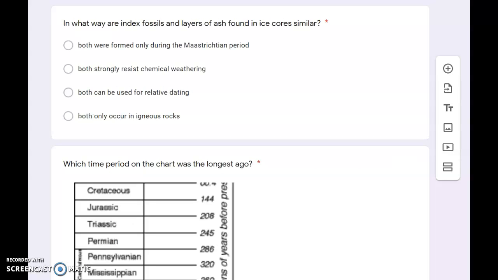In what way are index fossils and layers of ash found in ice cores similar? Both were formed only during the Maastrichtian period. Both strongly resist chemical weathering. Both can be used for relative dating. Both only occur in igneous rocks.